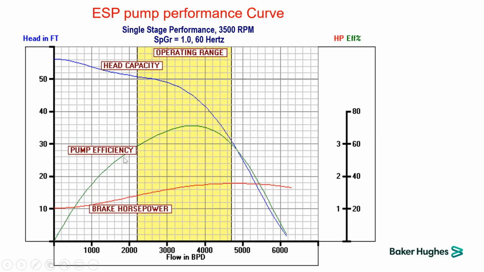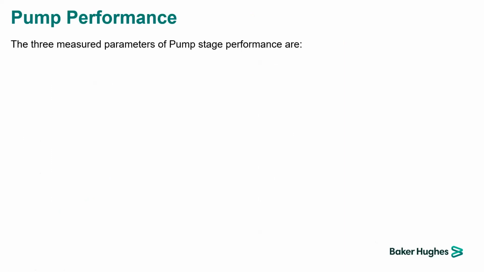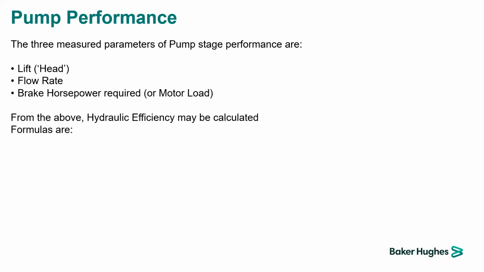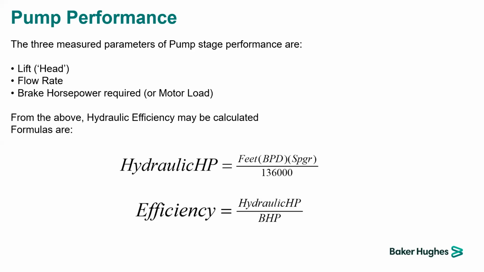Okay. In order to identify the pump performance, as we already identified, you have to identify by head, flow rate and brake horsepower. With those, you have to calculate the efficiency, either through hydraulic horsepower and efficiency as well. The equation for hydraulic horsepower is to multiply the head in feet by the barrels per day, and multiply by the specific gravity of the fluid, and then to get the efficiency, you have to divide the hydraulic horsepower by the brake horsepower.